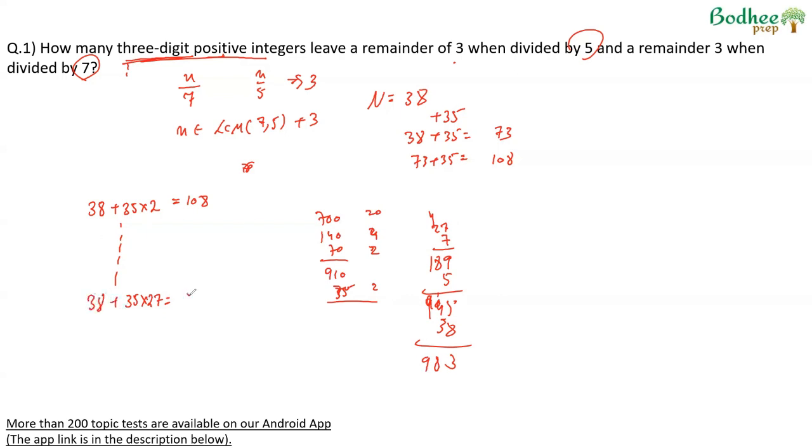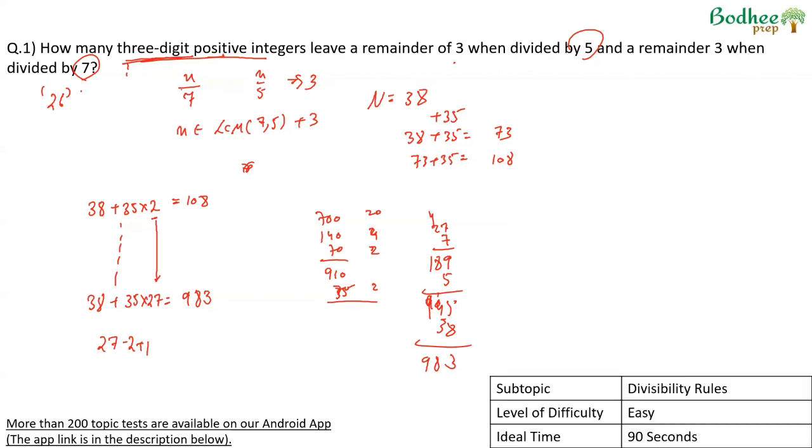And therefore, our list of numbers starts from 108 and goes on till 983. Multiples of 35 that are being used are from 2 to 27. The total number of numbers will be 27 minus 2 plus 1, which is 26 in total, and that becomes the answer. In terms of level of difficulty, I think it is an easy question, because the numbers are not very difficult. I think 1.5 minutes should be good enough to attempt this question.